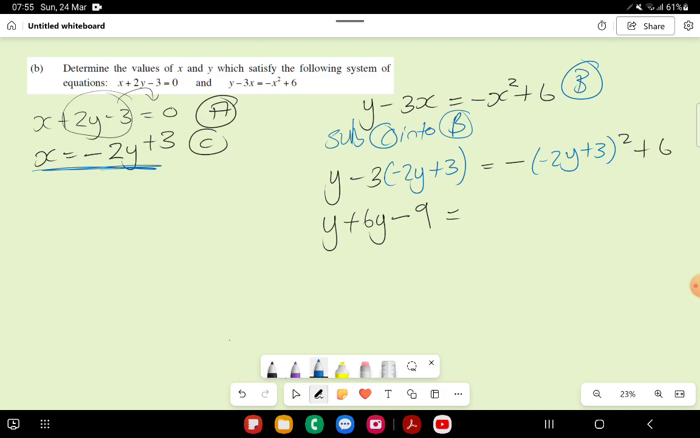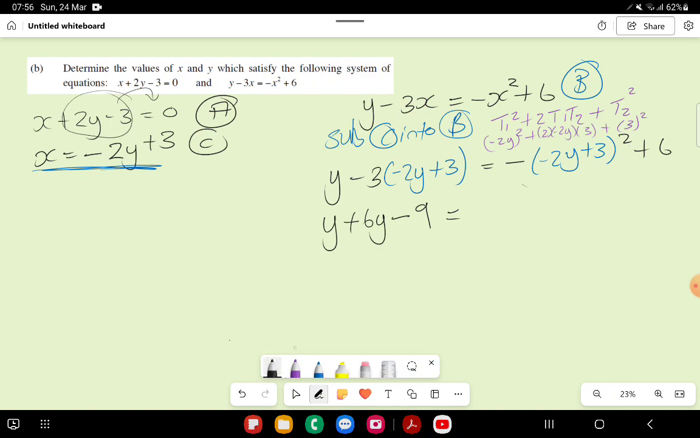So I just want to remind you really quickly, how do we square a bracket? Oh, I'm stuck. Okay. So when we square the bracket, we are going to say term 1 squared plus 2 times term 1 times term 2 plus term 2 squared. So that is minus 2y squared plus 2 times minus 2y times 3 plus 3 squared. That's what we're doing. Okay, so I'm going to rewrite that answer at the bottom.